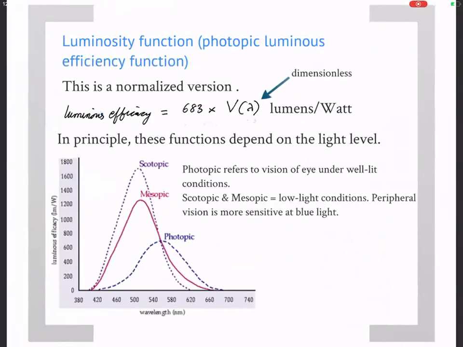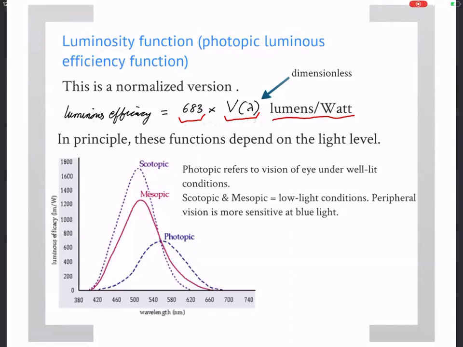Now, this is also called the luminosity function, or the photopic luminous efficiency function, as we just said. This changes with the intensity level as well, and it's typically based on a normalized version. That's the equation written here. So we have a dimensionless function here, V of lambda, which has no dimensions. And when it's scaled by this number 683, you get the units of lumens per watt. And we'll talk about what lumens means shortly.